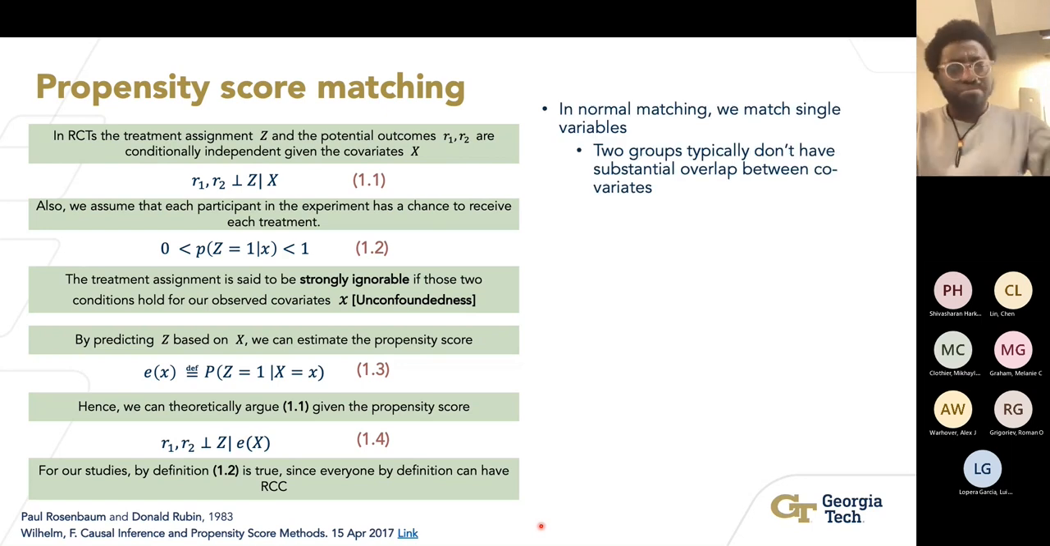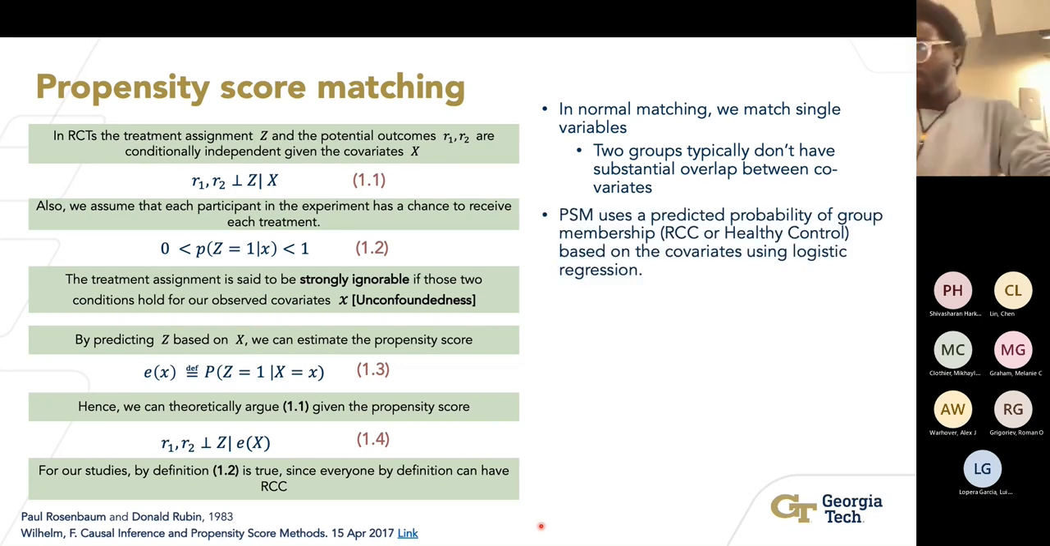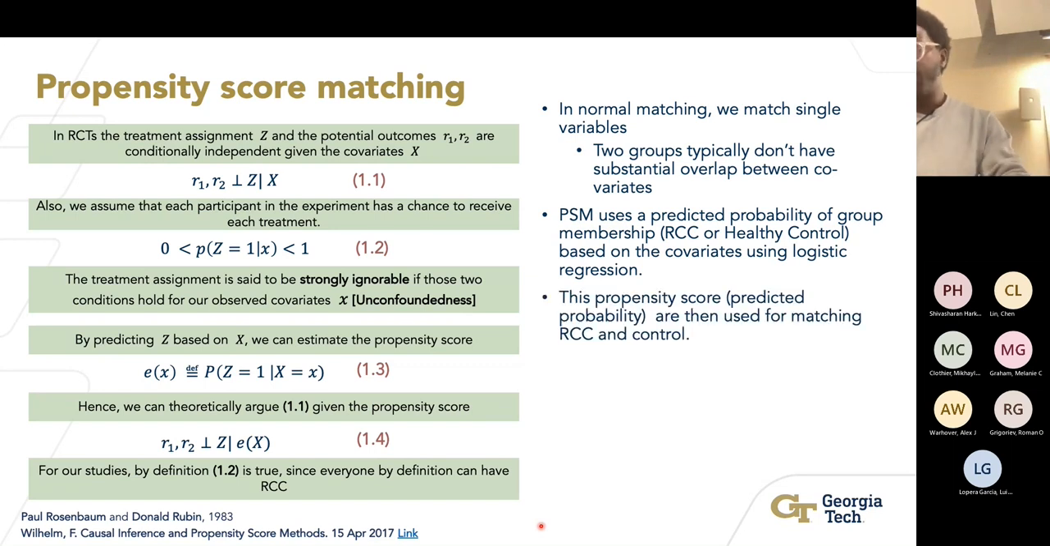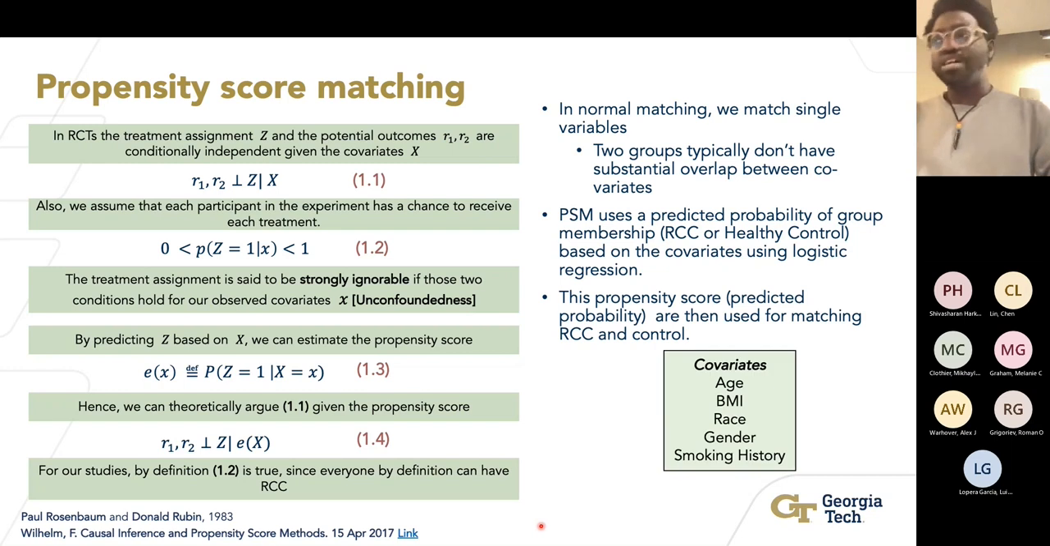But what does this mean in terms of execution? Well, if you want to do normal matching, it goes without saying that two groups typically don't have substantial overlap. So you're going to match age, and then you're going to match sex, and then something else. It becomes really messy. So the propensity score matching method was used to match these. I used logistic regression, and the covariates used were age, BMI, race, biological sex, and smoking history. The propensity score here is the predicted probability from the logistic regression, and then we match both.